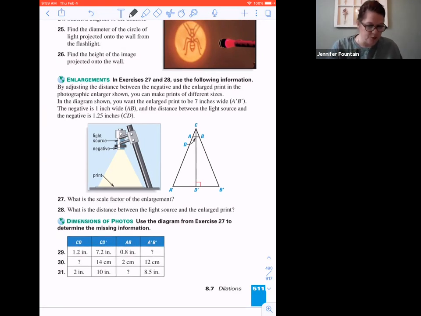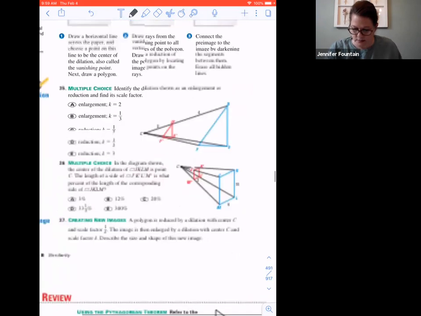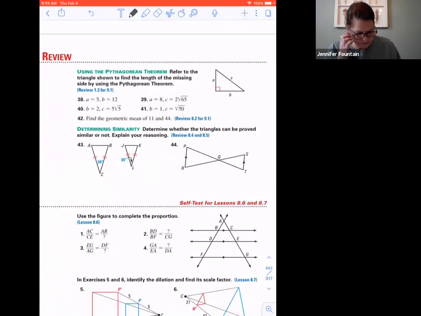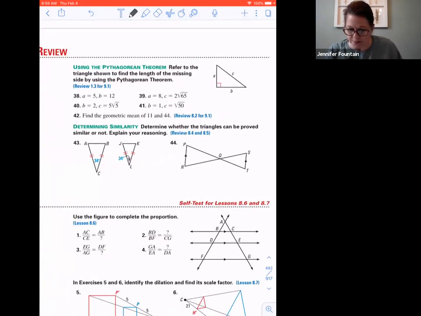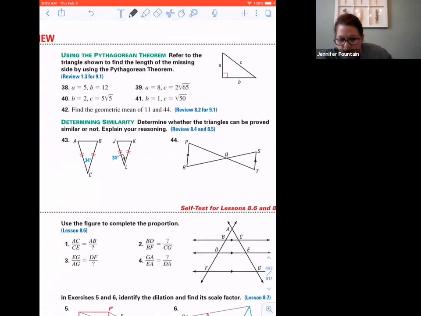Then we have mixed review, pages 513, 39 through 43. So notice 39, refer to the triangle shown, use the Pythagorean theorem, a squared plus b squared equals c squared. In 39, they have given you a and c, you're gonna have to solve for b. Number 41, they've given you b and c, you're gonna need to solve for a.